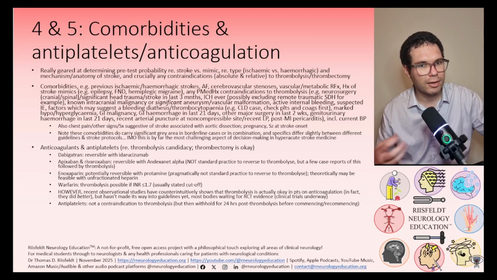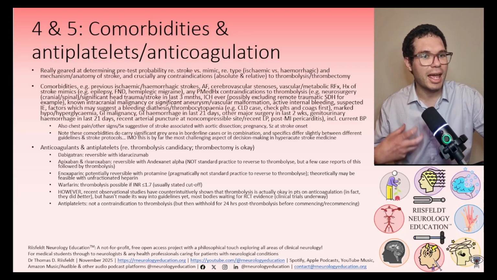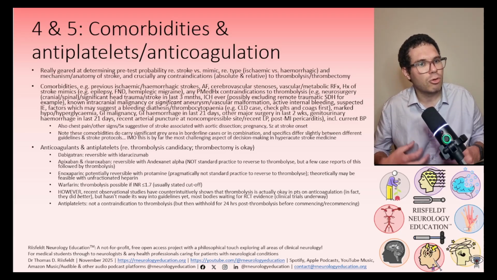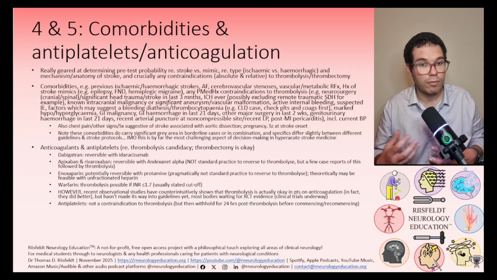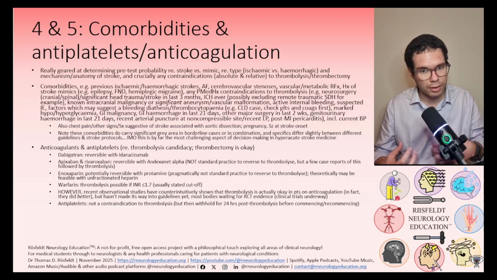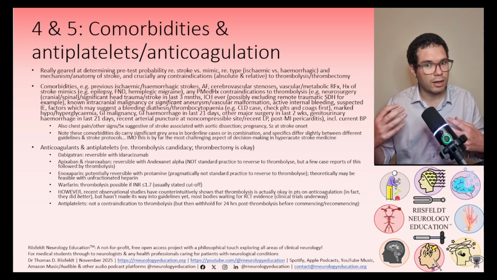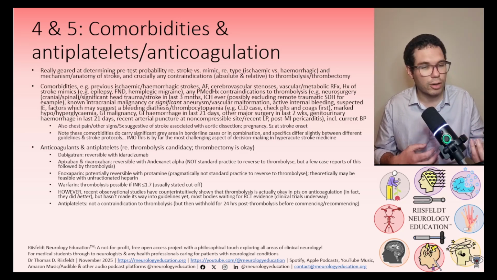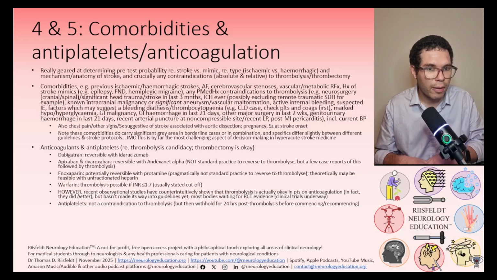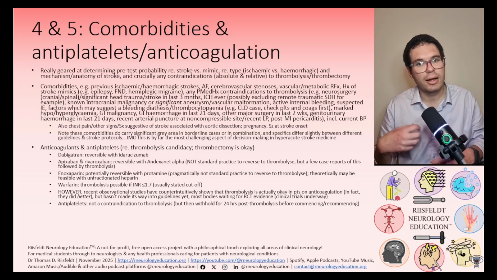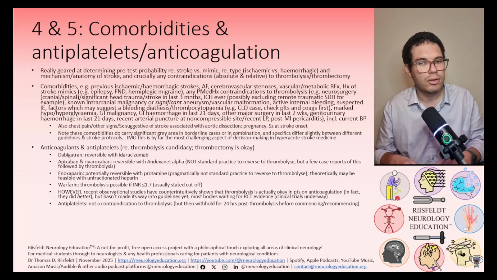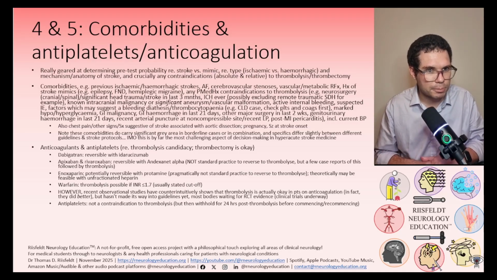These are the comorbidities and the medications, specifically the antiplatelets and the anticoagulation. So, as I mentioned at the beginning, these are really geared at determining a few things. Firstly, the pretest probability of this being a stroke versus a stroke mimic, the pretest probability of it being an ischemic stroke versus a hemorrhagic stroke, and also the mechanism for the stroke and the anatomy of the stroke, and crucially, determining any contraindications, both absolute and relative, to thrombolysis and also to thrombectomy.